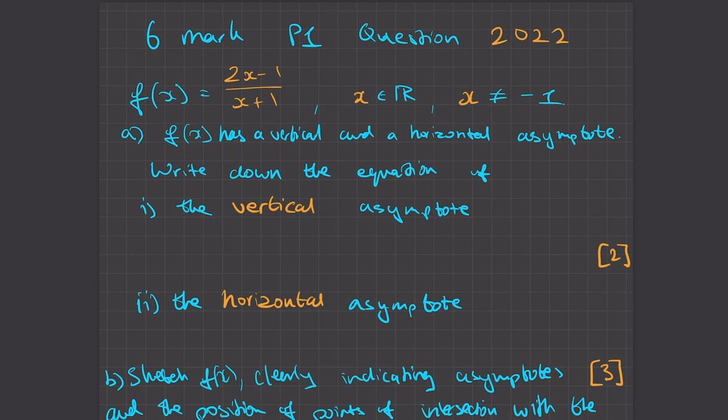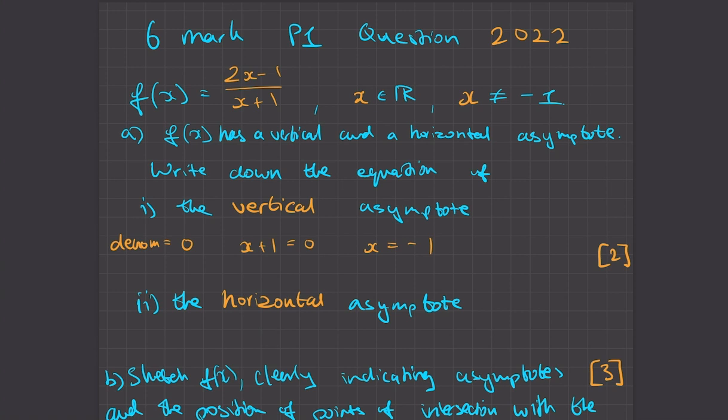So we know that the vertical asymptote is when the denominator equals 0, right? Because we can't divide by 0. This leads to all sorts of problems. So we want the denominator to equal 0. That means x plus 1 equals 0, which means the equation is x equals minus 1. So there's just going to be a straight line at x equals minus 1. That's the vertical asymptote.